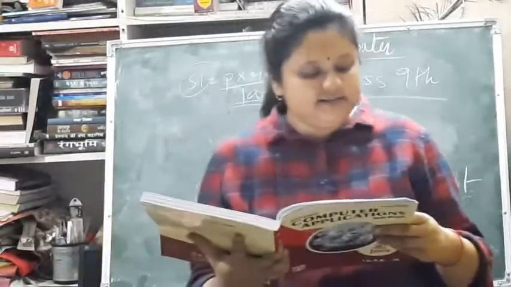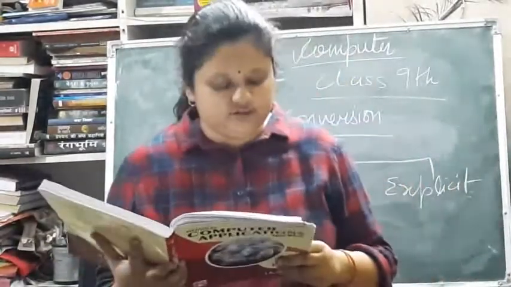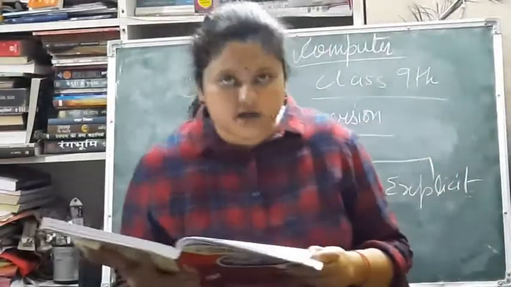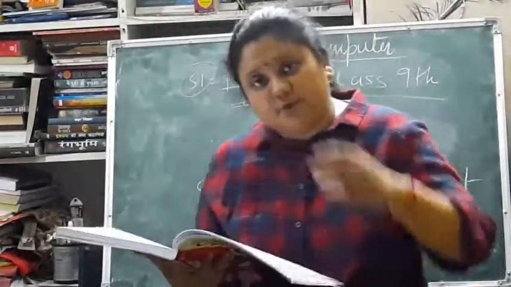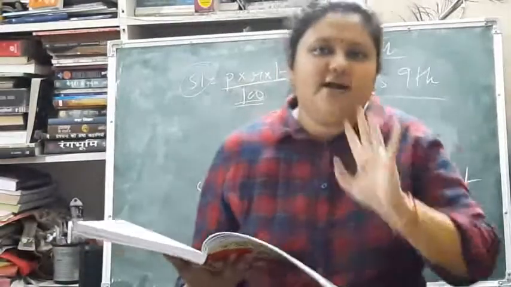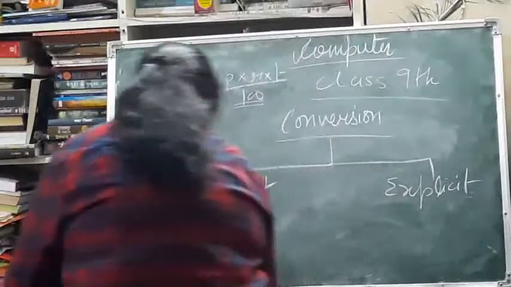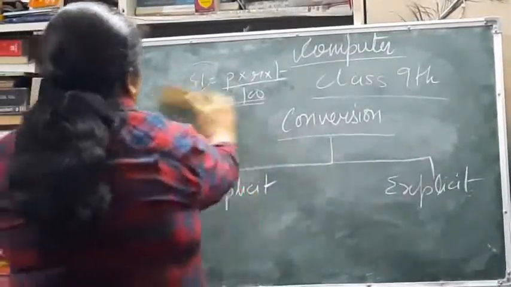Now let us take the example of explicit type conversion. Explicit, as I told you, is user defined. It is done by us. We can either promote or demote, whatever we want, we can convert it anyhow. Now how to do it, how to apply it? This is very important, so please pay attention.